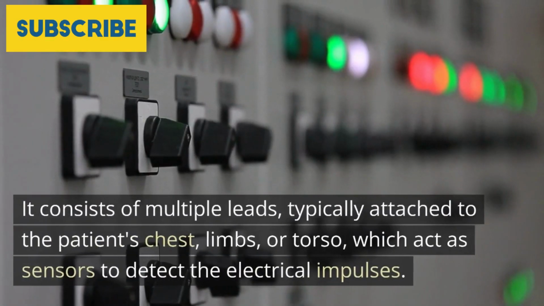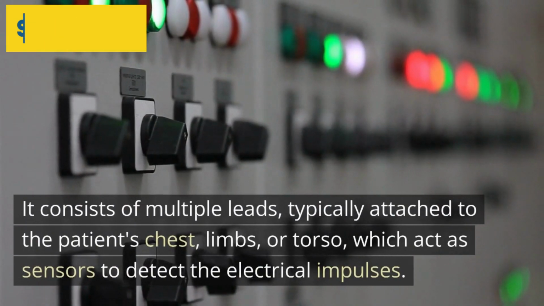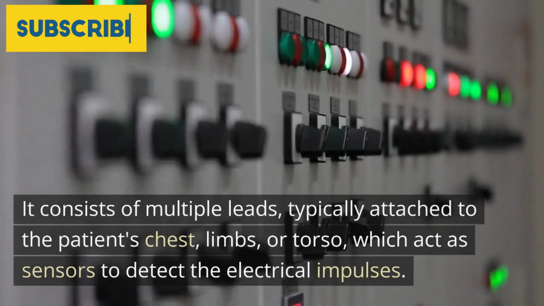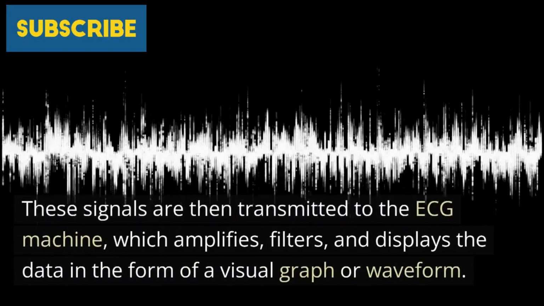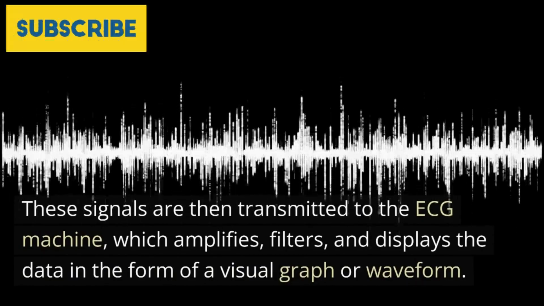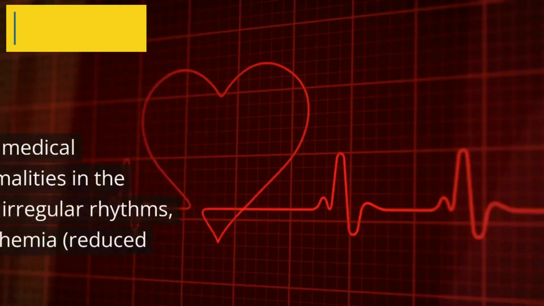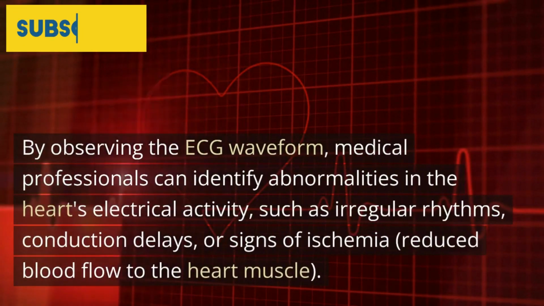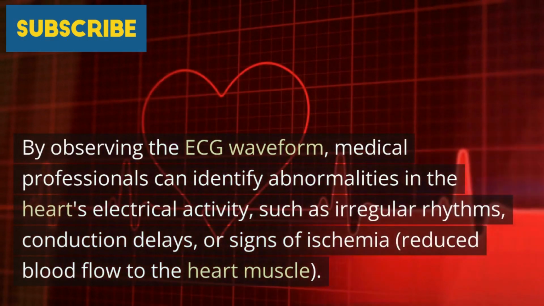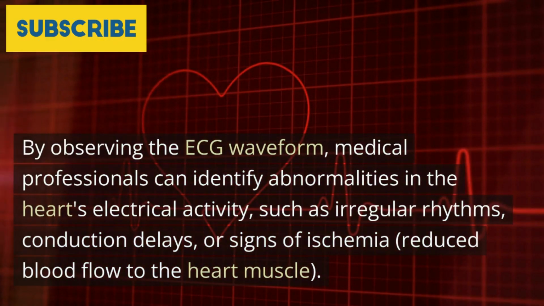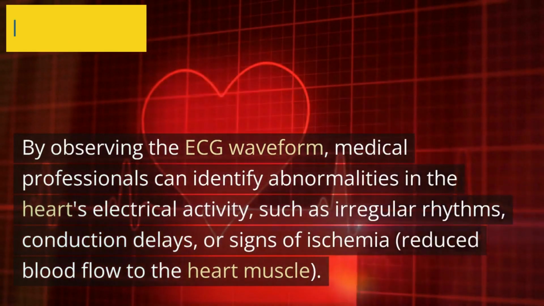It consists of multiple leads, typically attached to the patient's chest, limbs, or torso, which act as sensors to detect the electrical impulses. These signals are then transmitted to the ECG machine, which amplifies, filters, and displays the data in the form of a visual graph or waveform. By observing the ECG waveform, medical professionals can identify abnormalities in the heart's electrical activity, such as irregular rhythms, conduction delays, or signs of ischemia, reduced blood flow to the heart muscle.